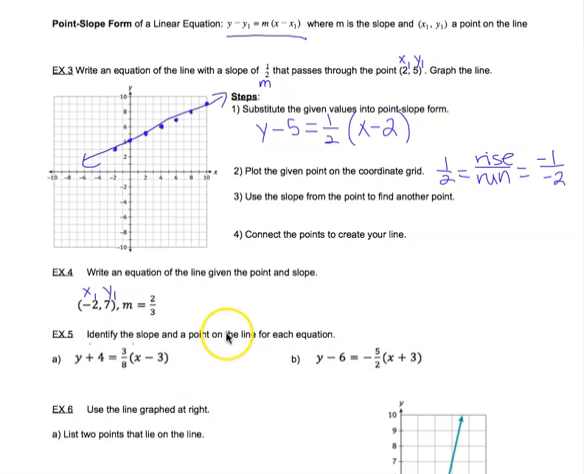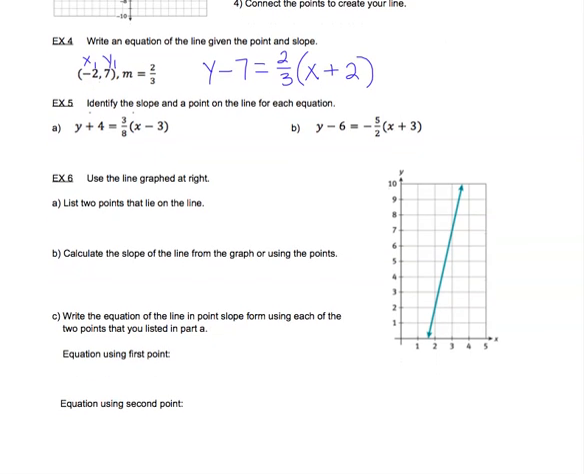So go ahead, take a minute here and write the point slope equation using this point and this slope. All right, so checking your answer here, I have y minus y1, which is 7, equals m, which is 2/3, parentheses, x minus x1, which is -2. So minus -2 becomes a plus 2. So y minus 7 equals 2/3 times x plus 2.